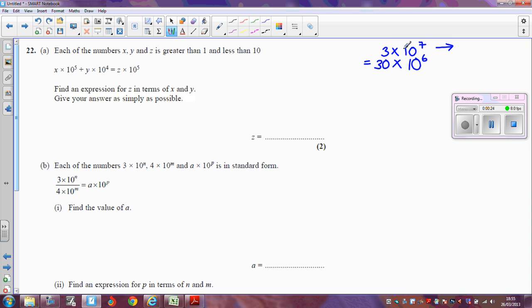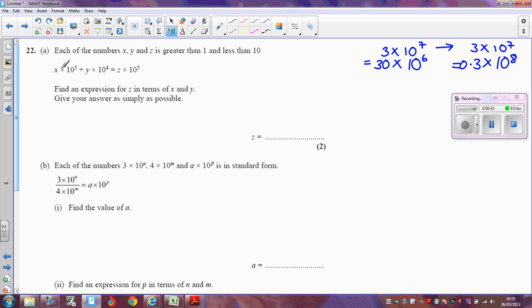If, for example, you've got 3 times 10 to the 7, and we decide that we want to divide this one by 10 to make it 0.3, this is divided by 10. This has to be multiplied by 10, and 10 to the power 7 multiplied by 10 is 10 to the power 8. It's just playing about really with standard form numbers.